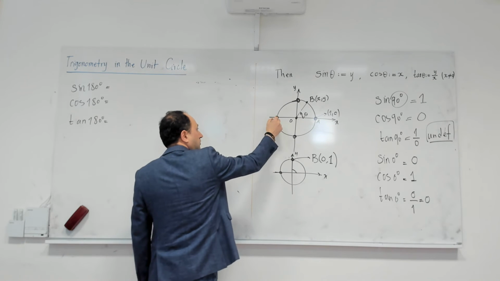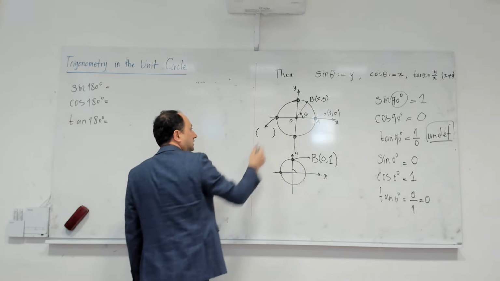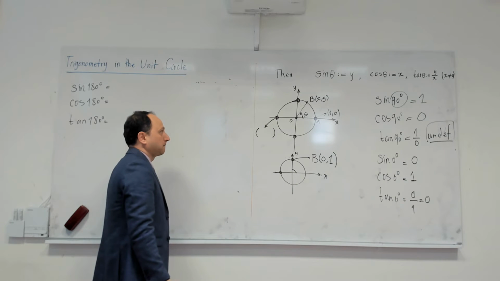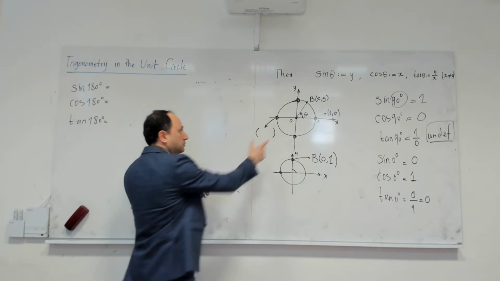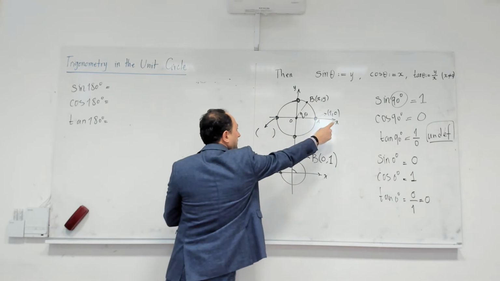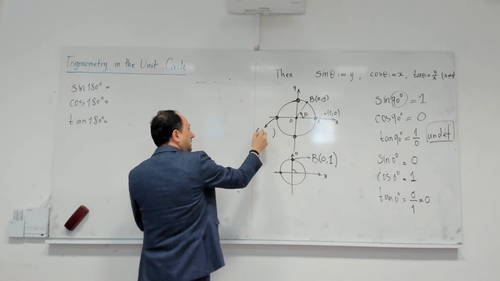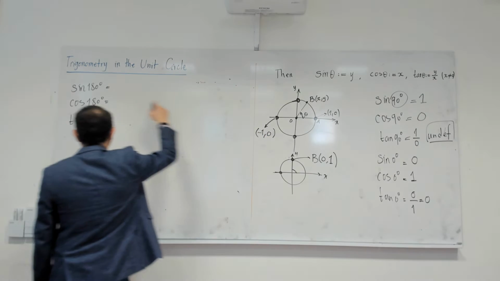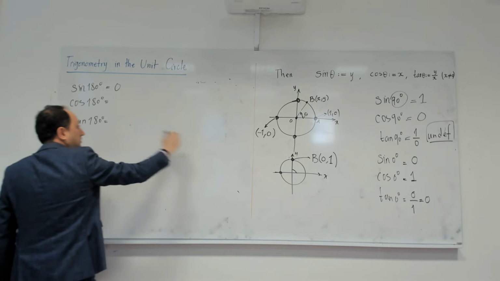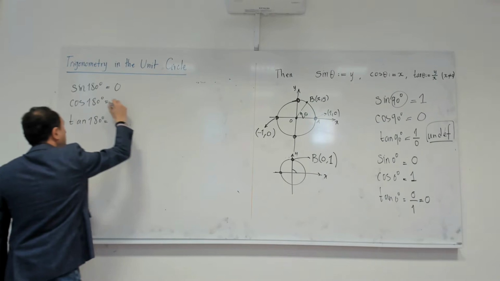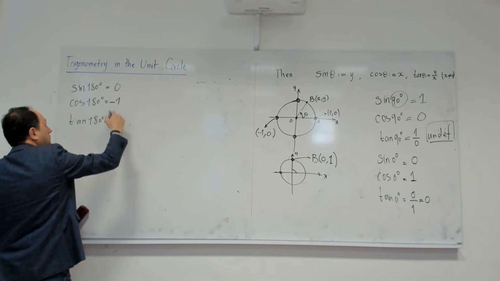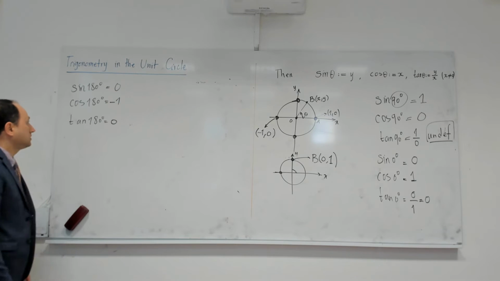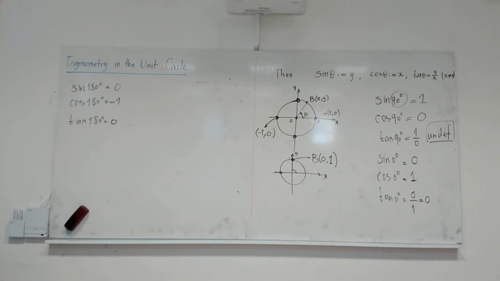So what are the coordinates of this point? The x-coordinate is how much? 1. Not 1. Minus 1. Minus 1, because the length is 1, but you are in the opposite direction of x, so it's minus 1. And what is the y-coordinate? 0. So you take the y-coordinate and put it in front of sine. You take the x-coordinate and put it in front of cosine. And then you divide this one by that one, which is 0 again, is tangent of 180 degrees.